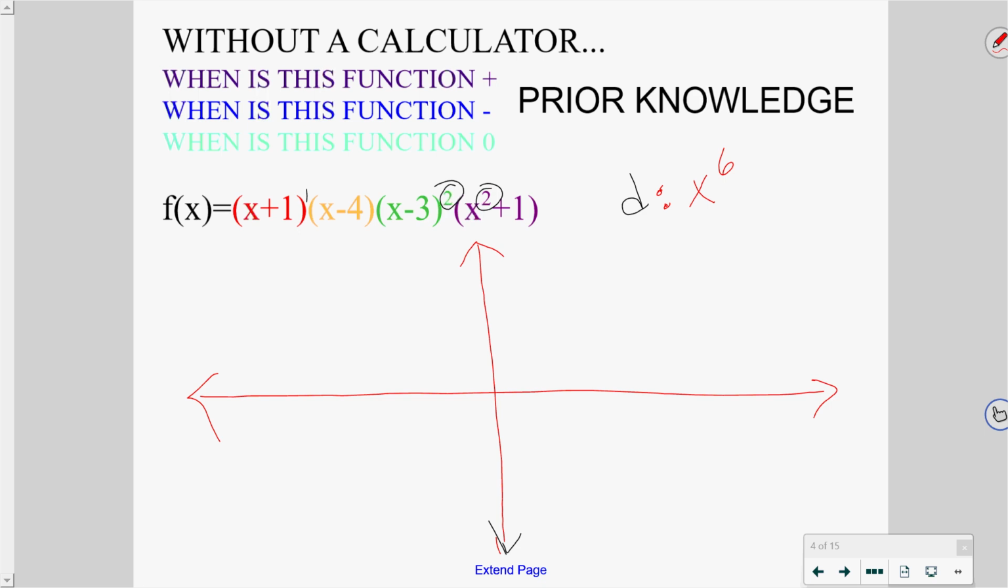Positive or negative? Leading coefficient. Positive. So, positive leading coefficient means right-hand side goes up. The degree being even means it matches. Right? So, Molly started us with end behavior. What would we do after that, Ella?